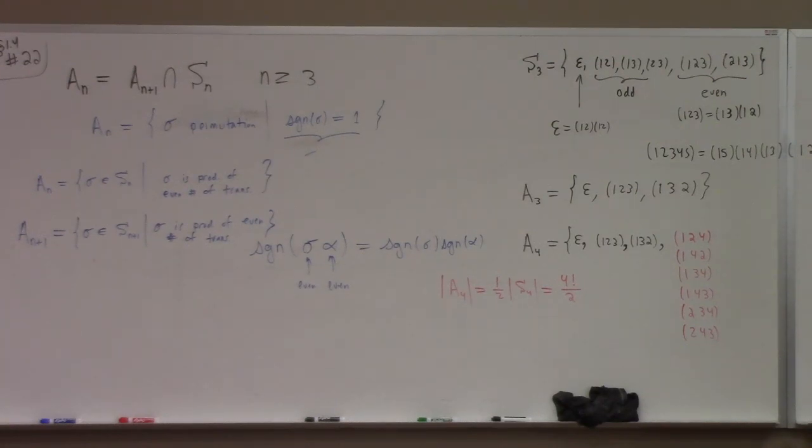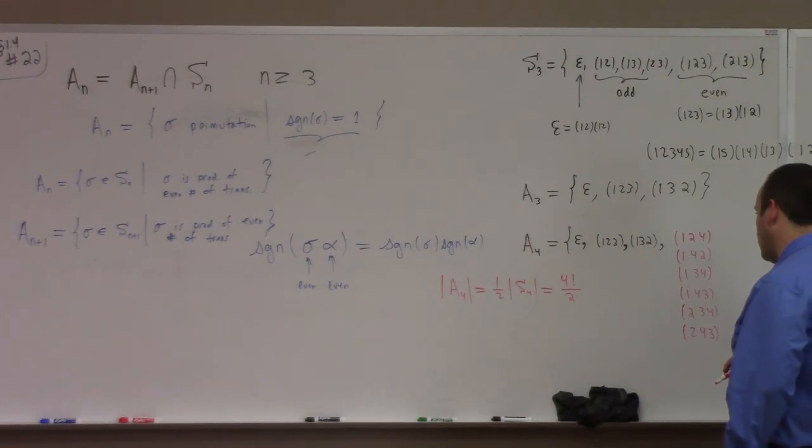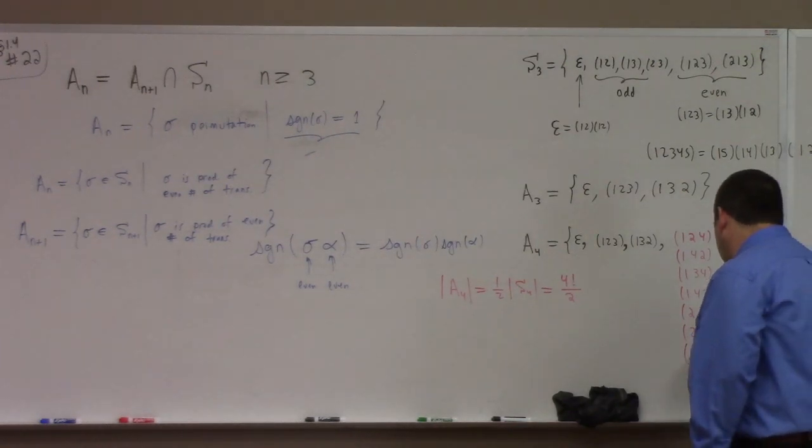There's no way 4-cycles can be written as even. Yeah, 4-cycles are always odd. Oh yeah, we didn't do any of the ones that start with 3. That must be it. So we got 3, what?